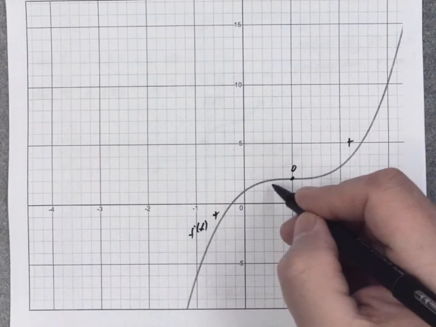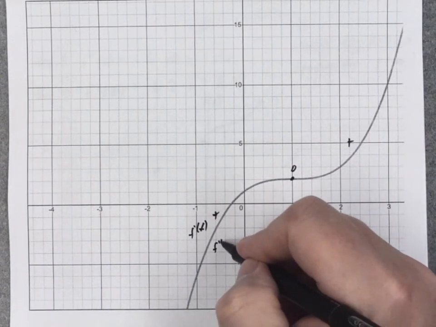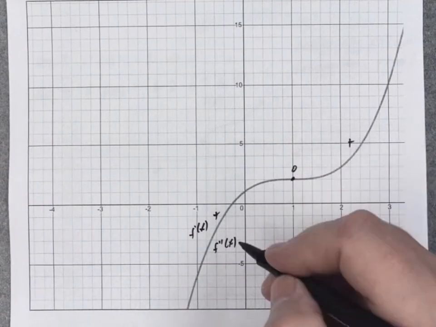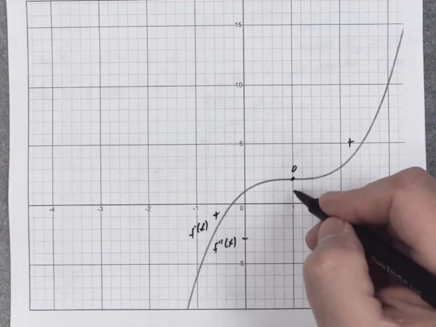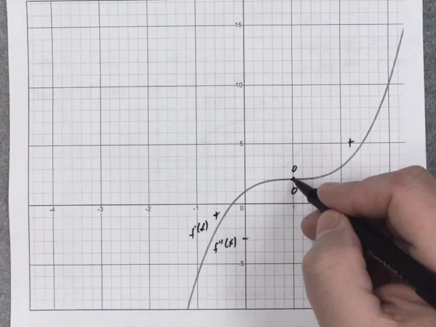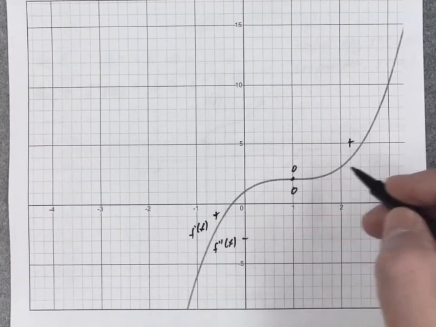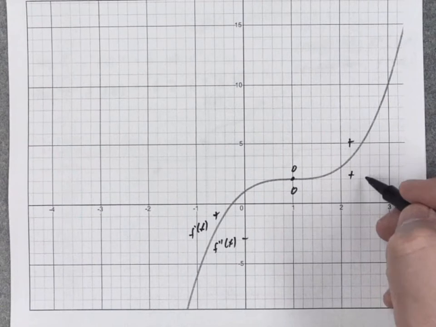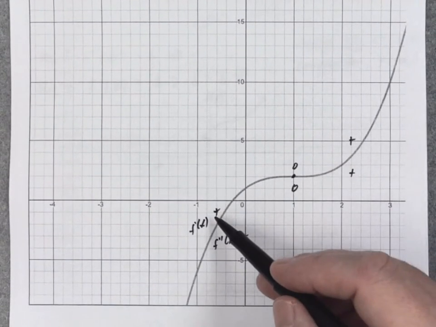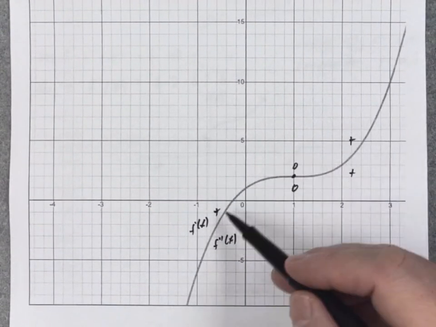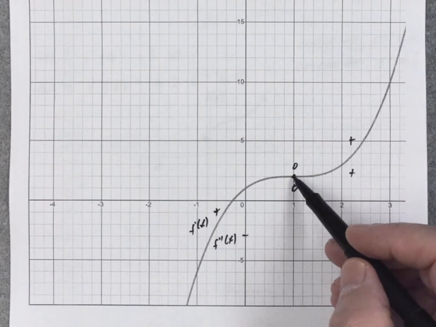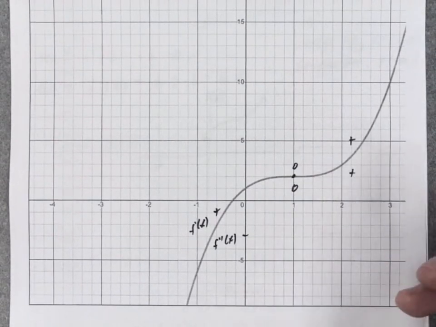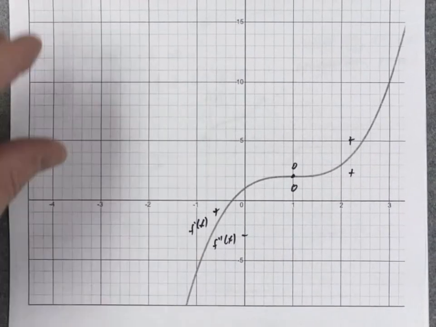Now the second derivative. This is concave down. Second derivative is negative. Second derivative becomes 0 here because this is a point of inflection. And then second derivative becomes positive here. So the first derivative, it's positive on either side of this point. Second derivative changes from negative to positive. All right.